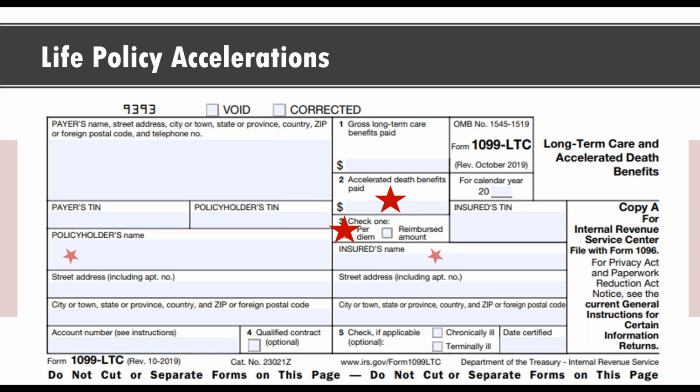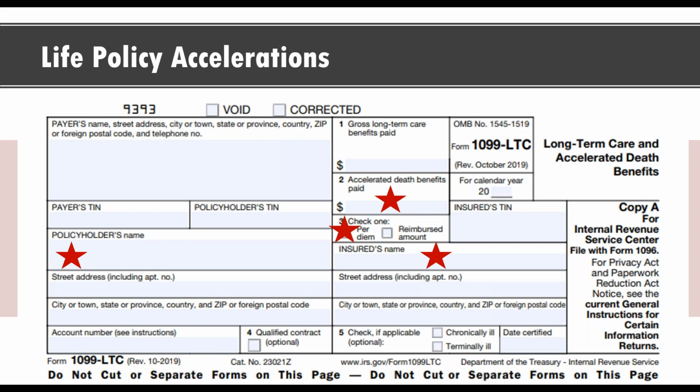In addition to that, there are places on the form for noting the difference between the policy holder and the insured. And so if the IRS ever gets it into its mind that this is a business-owned acceleration and ought to be taxable, or that it's personal third-party ownership and perhaps may be taxable, they will have the ammunition they need from Form 1099 LTC to be able to make that challenge.